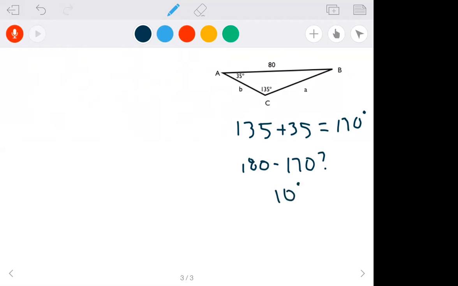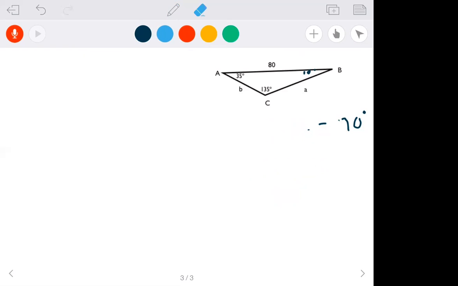So angle B is 10 degrees. Hopefully you guys can see that okay. I'm going to get rid of that work because I will need this space, I'm sure. All right.